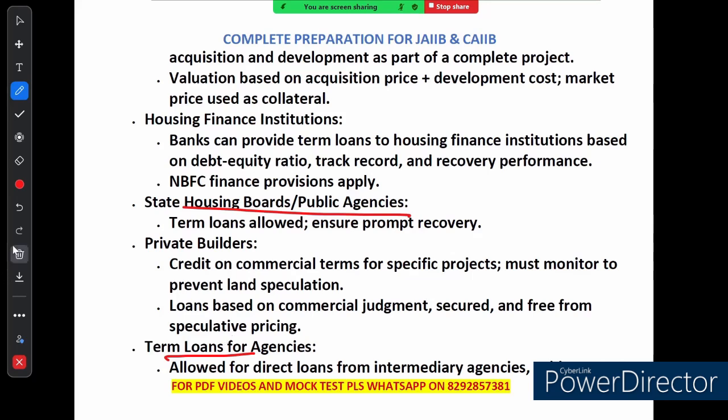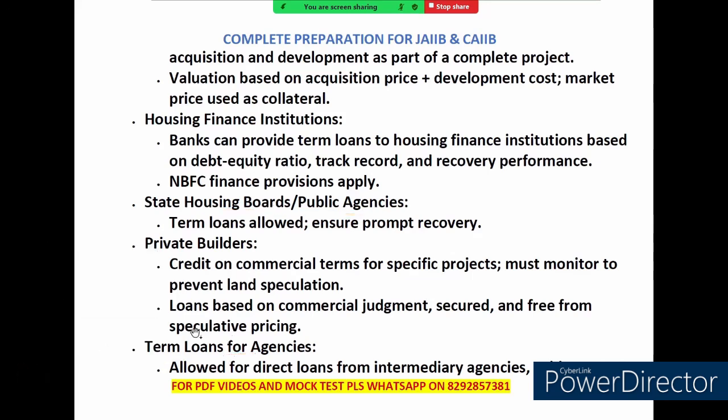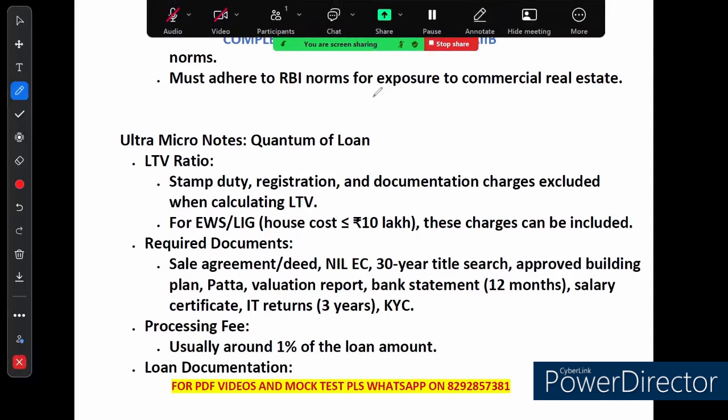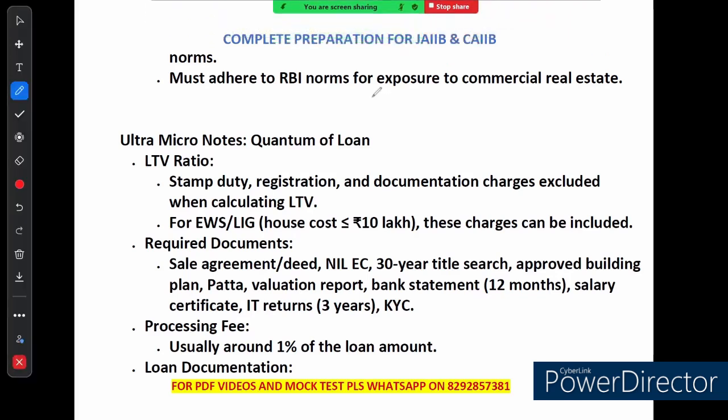Next comes the LTV ratio, very important. That is called the loan to value ratio. What is this LTV ratio? It is how banks decide the amount of loan they can give based on the price of the property. Generally, stamp duty, registration, and documentation charges are excluded when calculating LTV. However, for loans costing 10 lakh or less, these charges can be considered.